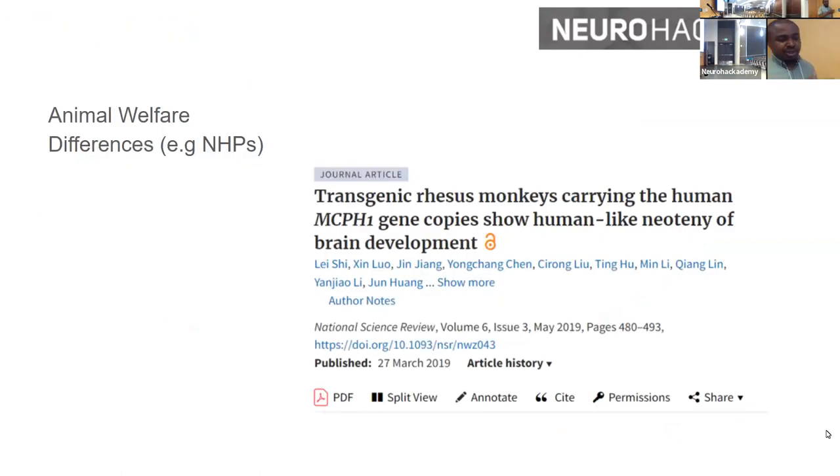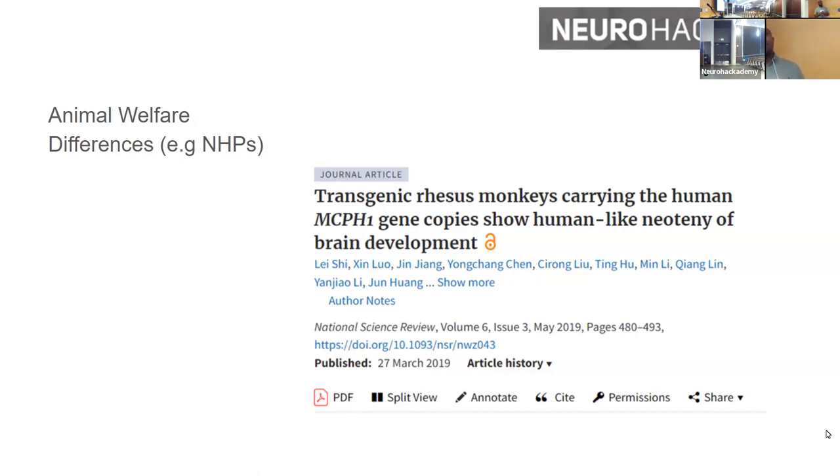Another one, which this paper also identified, is animal welfare differences. Somebody will ask, why animal welfare differences? Why this here? I'll give you an example. This paper came out in 2019 from a group of Chinese researchers. And I think 2 or 3 US researchers produced this. And they came up with the idea, they created a transgenic monkey carrying a human gene. They created this transgenic monkey with a human gene, MCPH1. And just to study human development, right? To study how we develop.